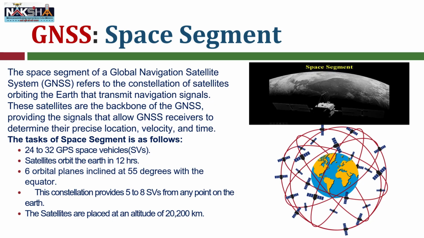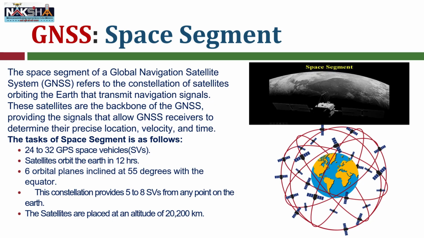This segment refers to the constellation of satellites orbiting the Earth. These satellites are the backbone of the system because they transmit the navigation signals that receivers use to calculate location, velocity, and time. Some key points about the space segment. There are usually 24 to 32 GPS satellites in operation. Each satellite takes about 12 hours to complete one orbit around the Earth.